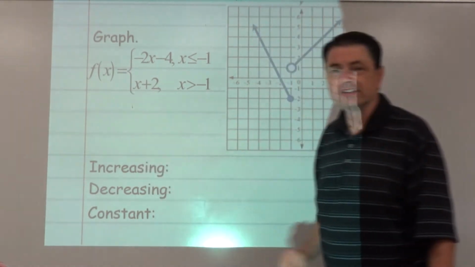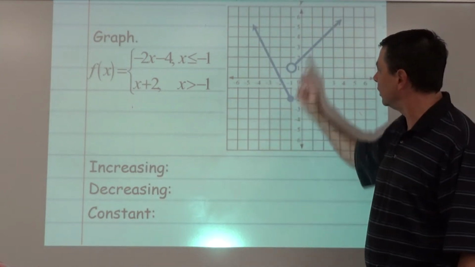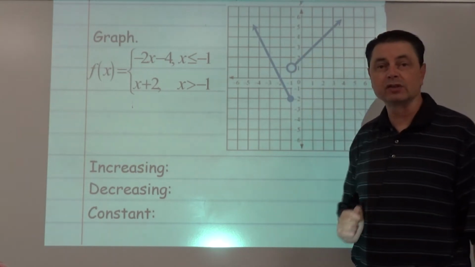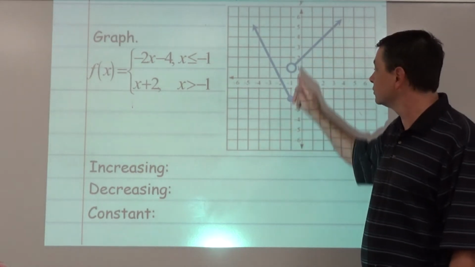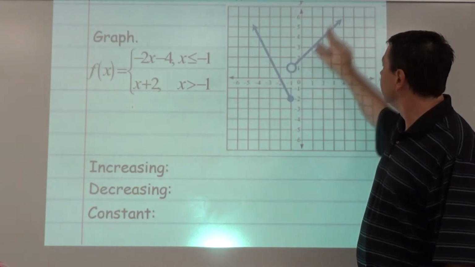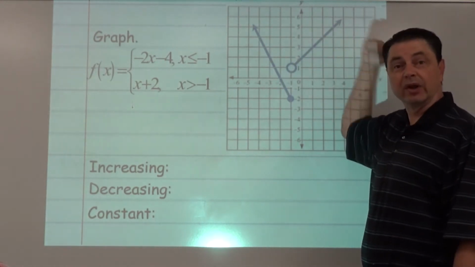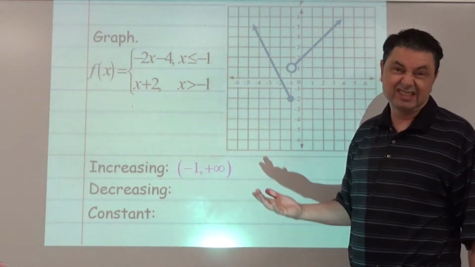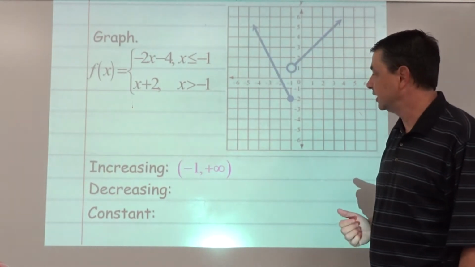Where are we increasing? Where does the graph start to go up? It starts going up at -1. We care about x coordinates only. These are domain intervals. Starts going up at -1, and there's an arrow going right forever. So it doesn't stop going up, and we would say positive infinity.